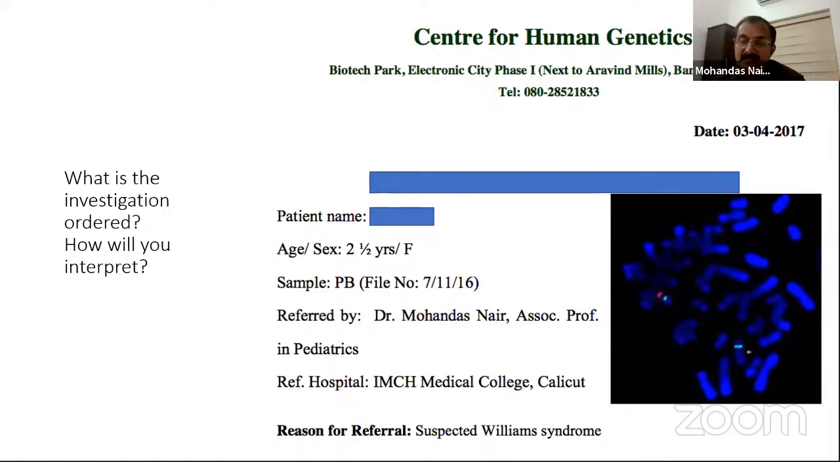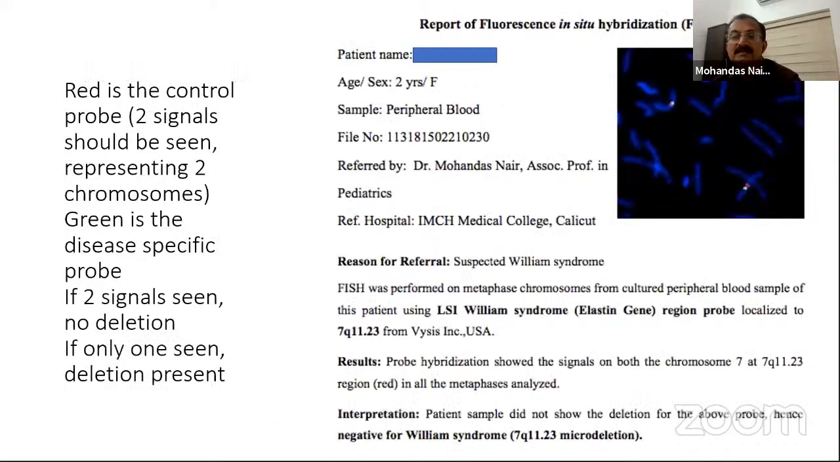So the green signal, you can see the 2 green dots there. It is a control probe. So on both the 7th chromosomes, you can see the positivity for the control probe. That part is not deleted. Whereas the red is the specific probe for Williams syndrome, and that is attached to only one 7th chromosome, and on the other it is absent. That means in one 7th chromosome, that particular segment is deleted. So this shows that the child has a deletion of that particular region. Here you can see another case with 2 red and 2 green signals. That means this child is negative. There is no deletion for Williams syndrome.